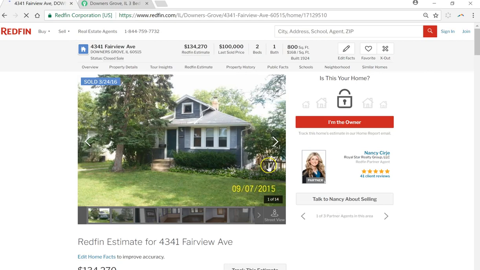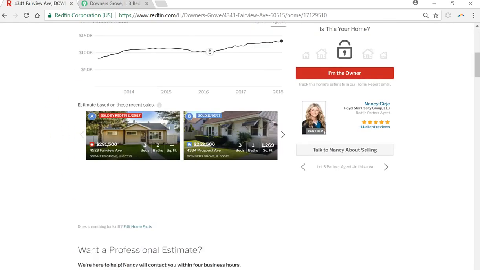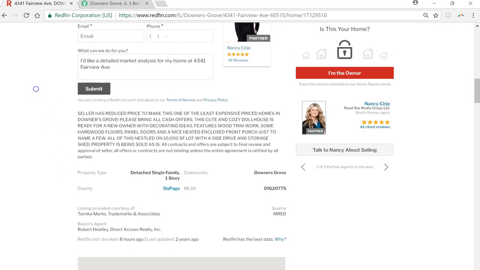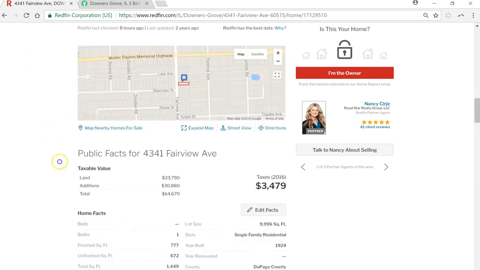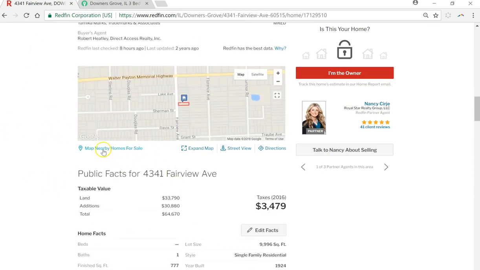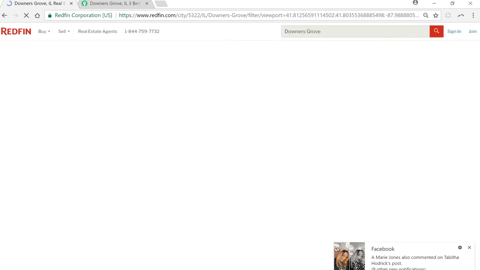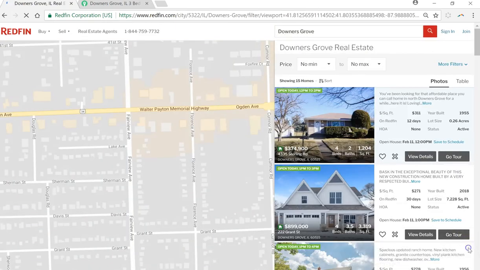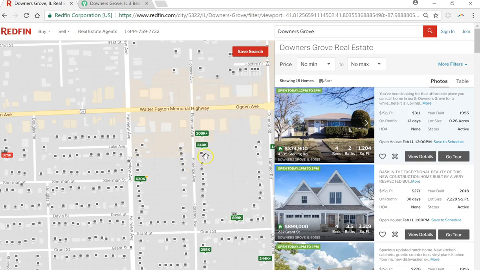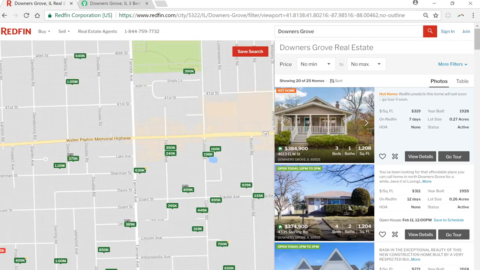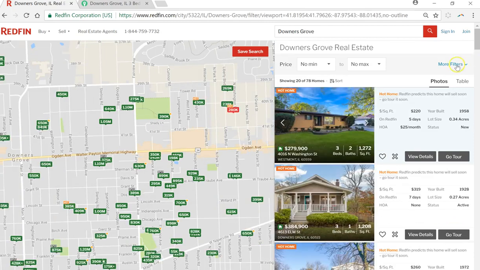All right, so now that we are looking at the subject property, you can scroll down. When you scroll down, you have a part here where it says map nearby homes for sale. So when you do this here, it actually shows you the area where the property is located. So the area is right here, Fairview Avenue. So then you can zoom out. You want to get more of a precise number. And then go back to your filters.